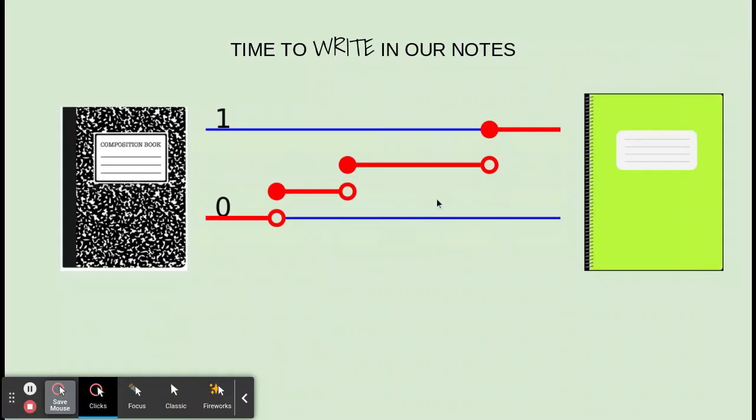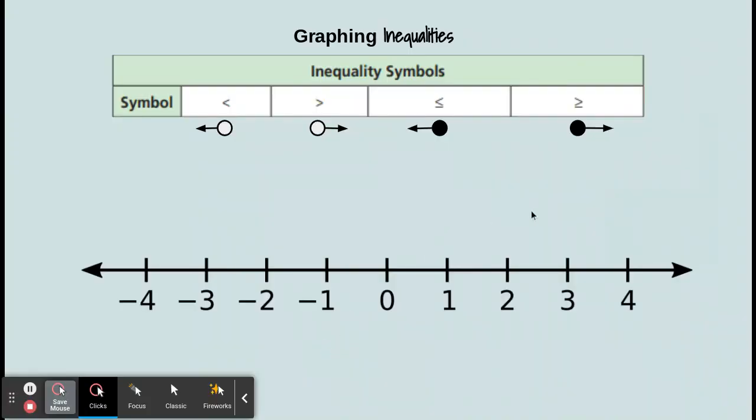Okay, again, time to write in your notes. You write in the middle section of your note sheet, and you'll just be completing a table and determining if -5 is a solution to each of those inequality statements in the table. Okay, now that you've had time to do that, we are going to move on to graphing inequalities.